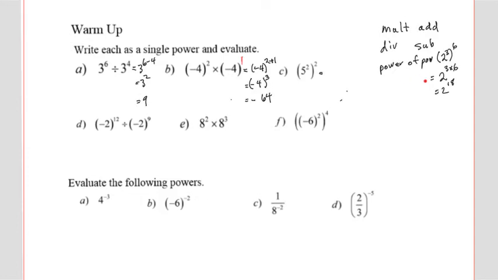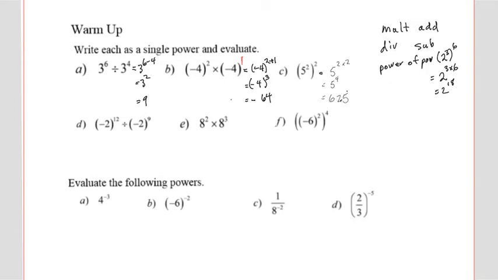Now 5 squared squared is a power of a power, so it looks something like this. Let's go and do the problem. So this one's going to be 5 to the 2 times 2, which is 5 to the 4, which is 625.